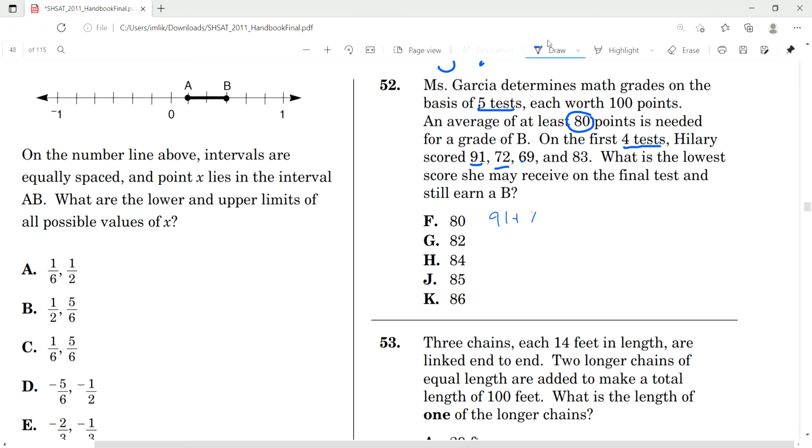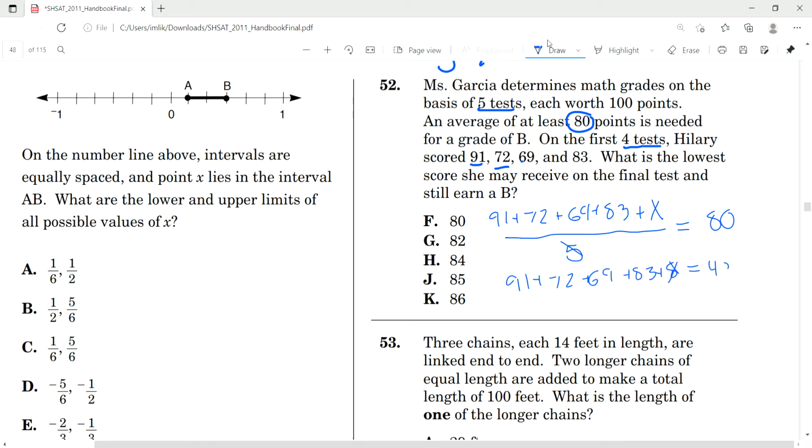So it's going to be 91 plus 72 plus 69 plus 83. Remember, we're solving for 5 tests, plus x, which is her final test, over 5, which is the total amount of scores, is equal to 80. Now we can just solve. We can multiply both sides by 5 to get rid of the denominator. We get 91 plus 72 plus 69 plus 83 plus x is equal to 400.